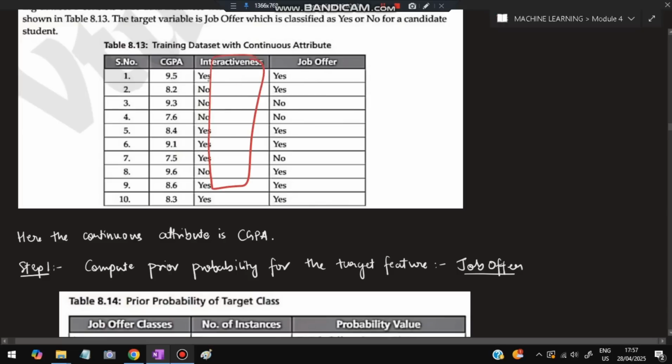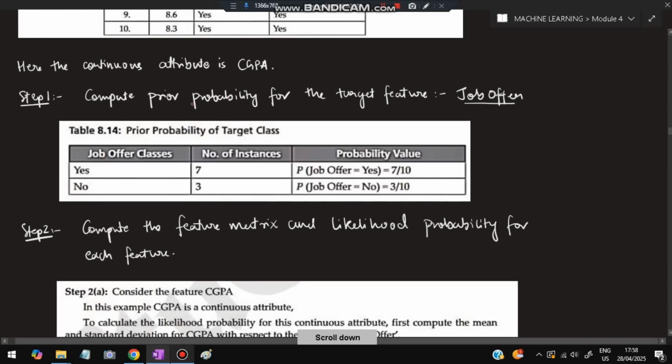Like the previous one, where we calculated a table of yes or no: how many yes are there and job offer is also yes, how many no are there and job offer is yes, and the same for job offer no. That we can do for interactiveness, but for CGPA you have to apply a formula using mean and standard deviation. First calculate the prior probability for the target feature, which is job offer. 7 yes and 3 no, which is 7 by 10 and 3 by 10.